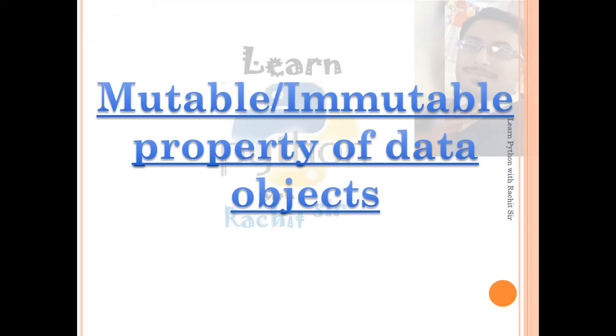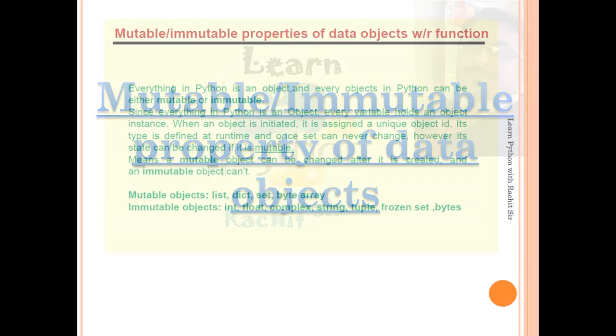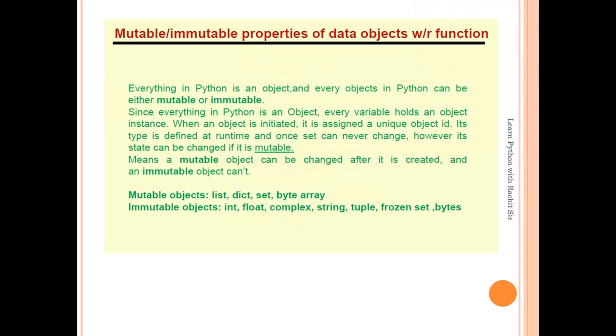Next is the mutable and immutable property of data objects. As you know, everything in Python is an object, and every object in Python can be either mutable or immutable. Mutable means the value can be changed, and immutable means the value cannot be changed. Mutable objects are list, dictionary, set, and byte arrays. Immutable objects are int, float, complex, string, tuple, etc.